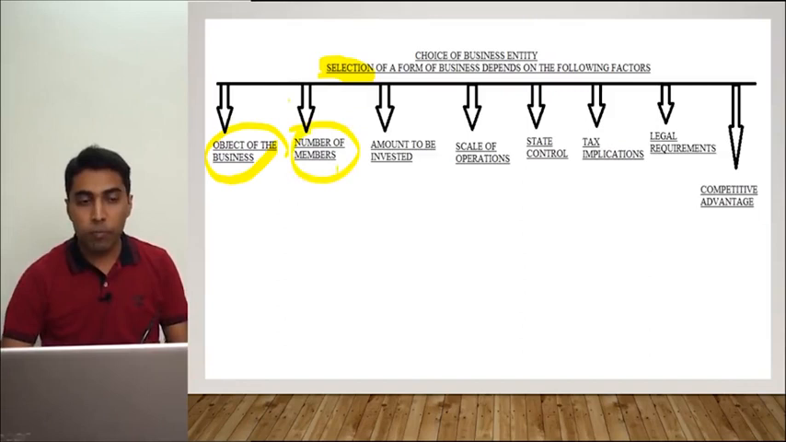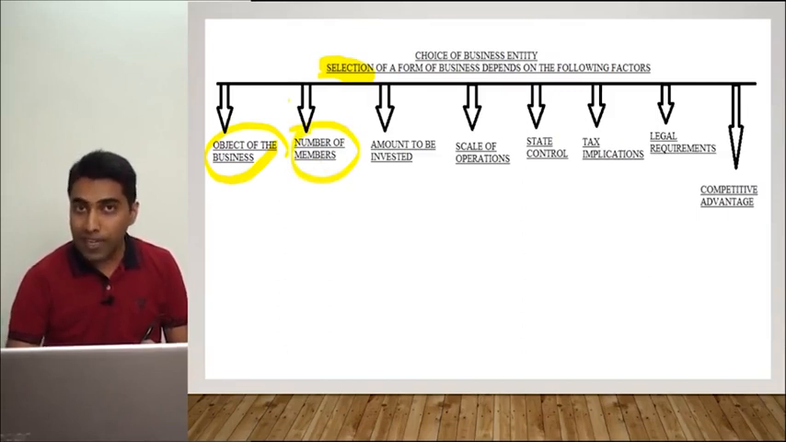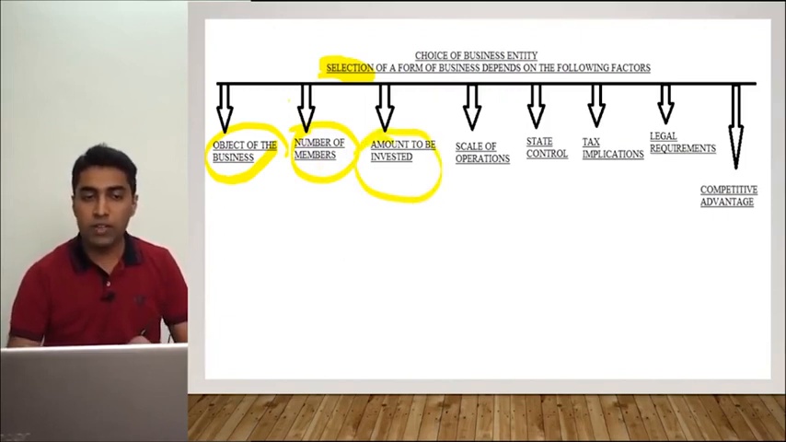Then the number of members. So how many people you require? For example, private company, we just need 2 people. But for public company, we need 7 people to start that public company. Then the next question is amount to be invested. How much should we invest? What kind of business do we need? Is there any risk involved, etc.